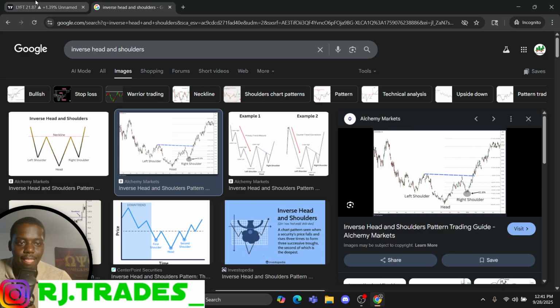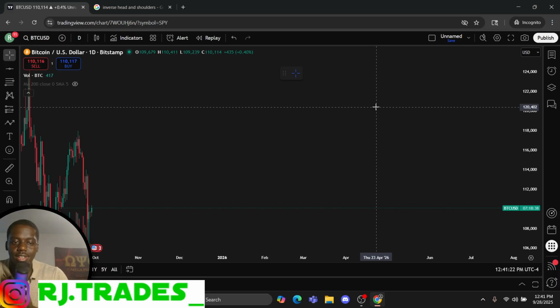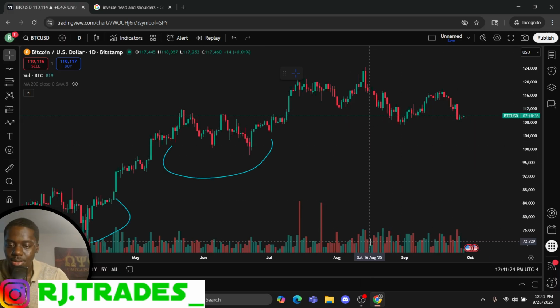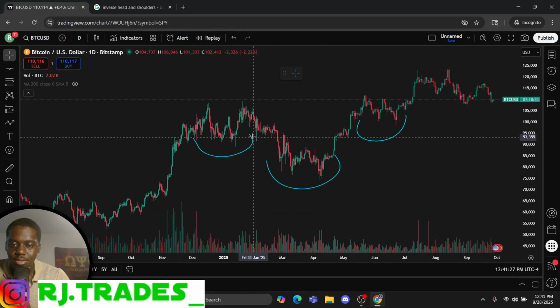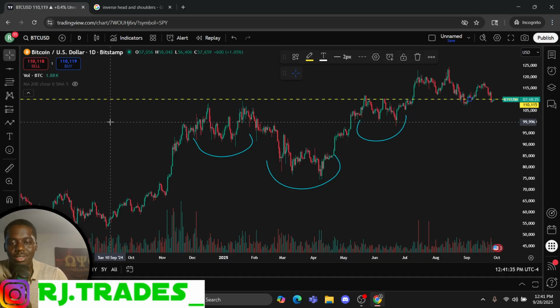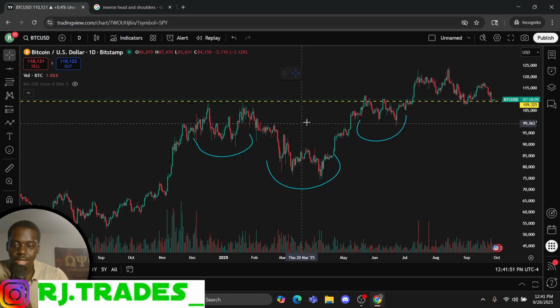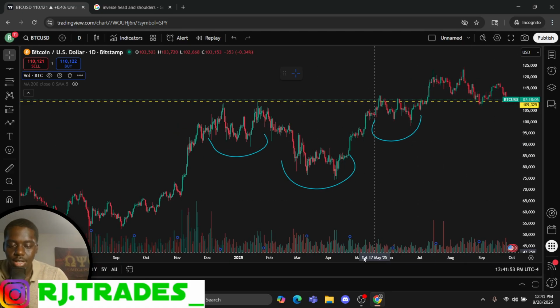Now, what's a real example of this happening? Everybody's favorite, probably the most bandwagon asset of all time, Bitcoin. Look at this. Shoulder, head, right around this area. It's not perfect, but right around this area was the neckline, and you can see when it broke out, you could have caught a very nice move from about 109, 110 to 123. Very nice.